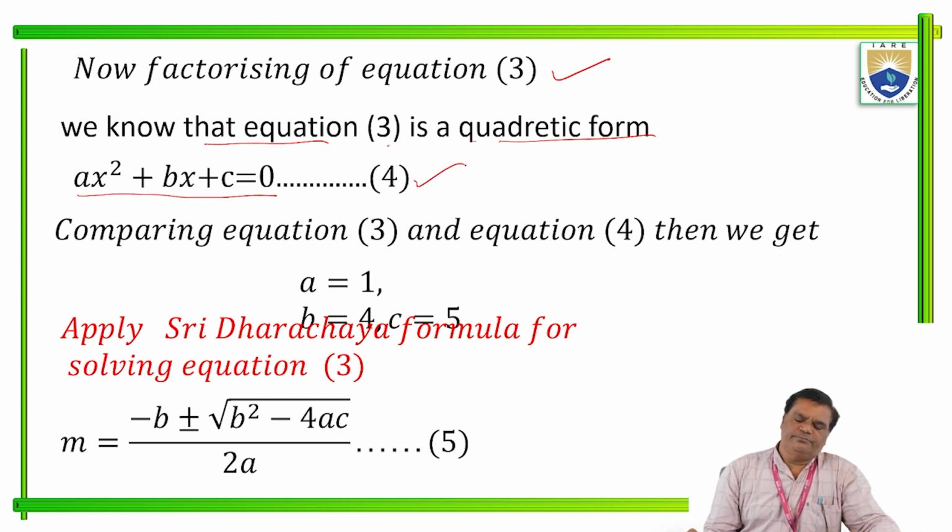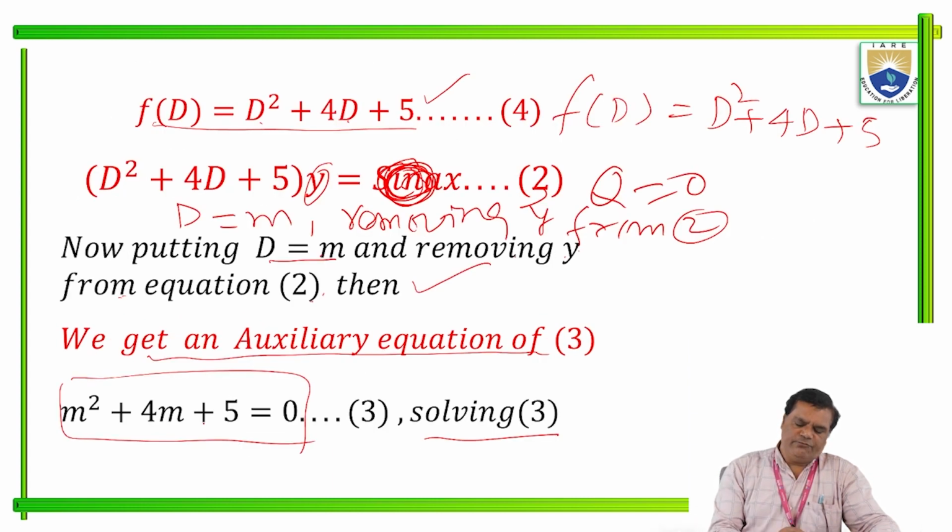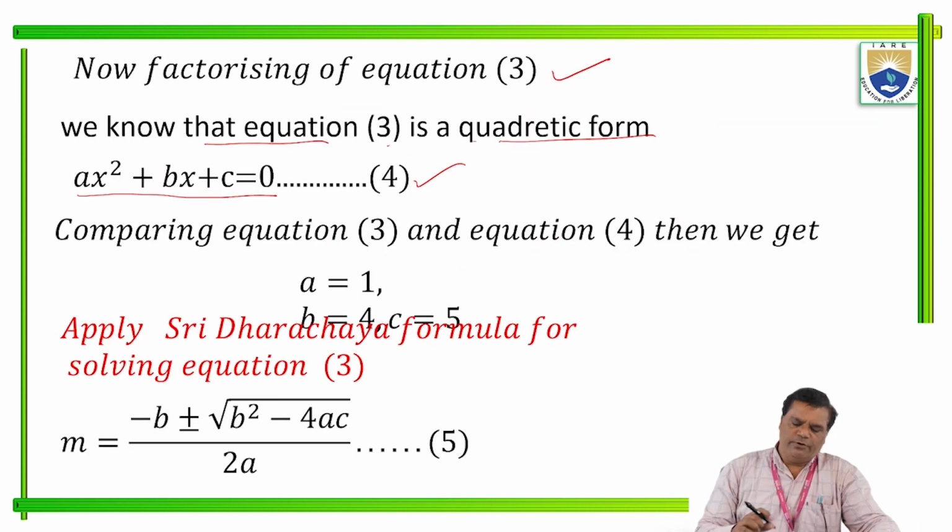This is equation 4. Now comparing equation 3, which is the auxiliary form, and equation 4, which is the quadratic form, we get the values of constants A, B, C. After comparing 3 and 4, A is 1, B is 4 and C is 5. Now solving equation 3, apply Sridharacharya formula.